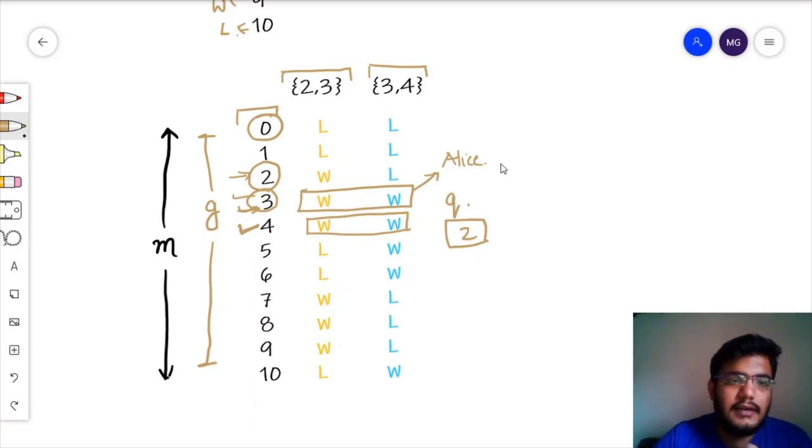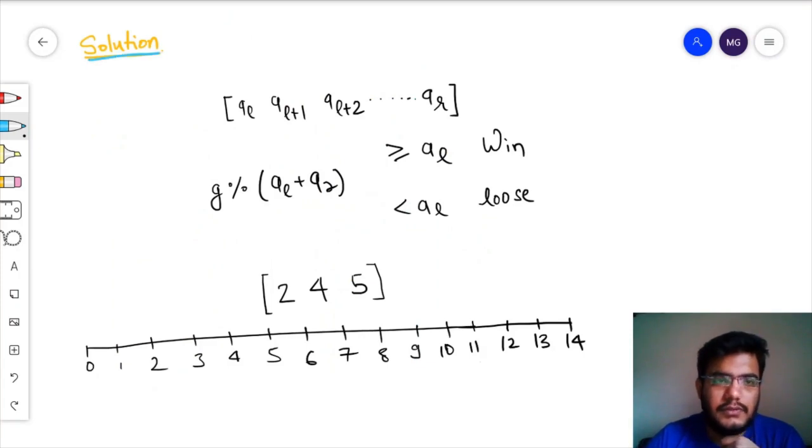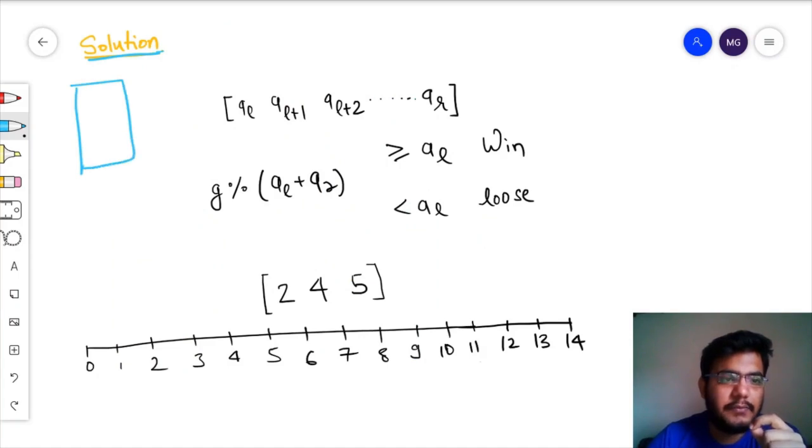Note here that the possible value of G is from the range 0 to M, where M is given in the question. Coming on to the solution of our question, let's see how we can classify a particular state which has G number of objects in the pile as a winning state or a losing state.